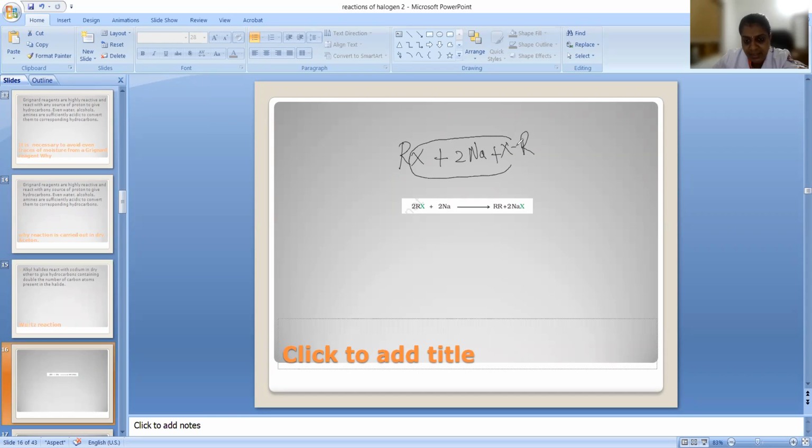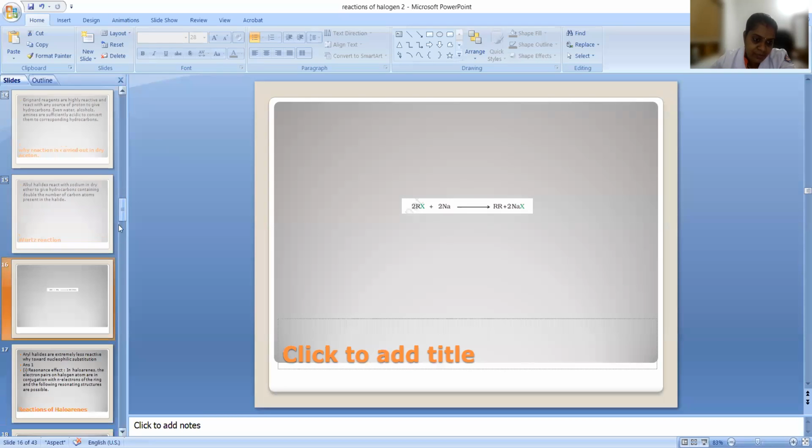And this NaX is removing like this. So you will get R-R bond plus 2 NaX. Understand? This is the reaction. Very important. This is called the Wurtz reaction. It is a named reaction, so you have to learn it.